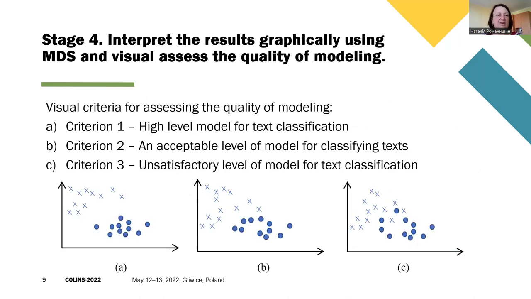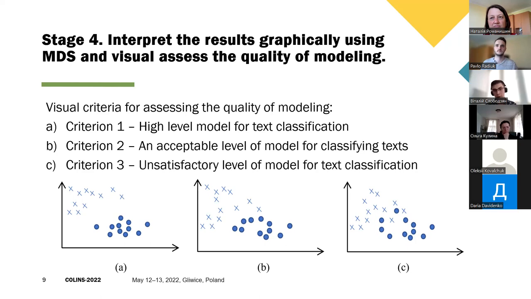Visual criteria for assessing the quality of modeling were proposed, which are presented on the current slide. There are three criteria. The first is a high level model, the second is an acceptable level, and the third is an unsatisfactory level. For the first criterion, high level, we can see that there are clearly separated classes. In the second, we see that the classes are a little attached to each other. And for the third criterion, we can see that the classes even intersect. Such a model cannot be considered good and needs refinement.